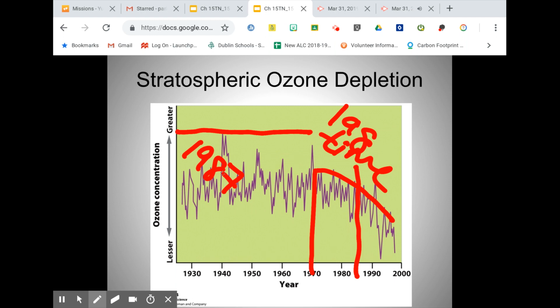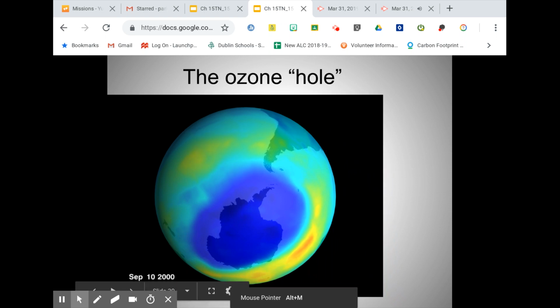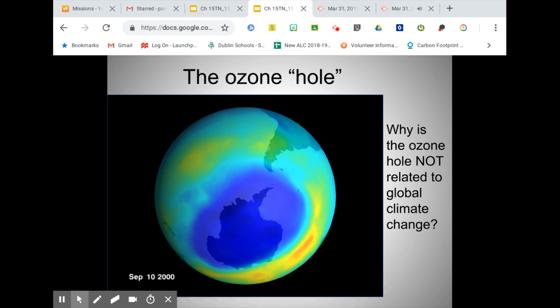And given that chlorine can destroy quite a bit of ozone, that's why we start to see this. It took time for the amount of chlorofluorocarbons in the atmosphere to start to deplete the ozone to the point where we could measure this. And I'm sure that you've seen images like this before. And again, the ozone hole has nothing to do with climate change. I've said it before, and I'll continue to say it several more times.